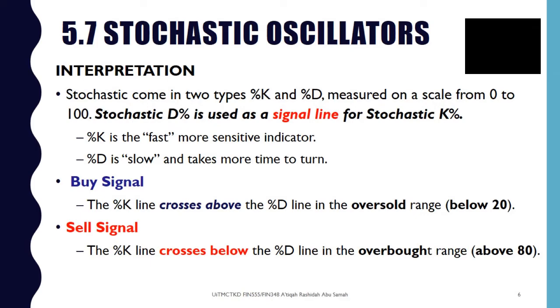In order to know where the buy and sell signals are, we look at when the K line crosses above the D line in the oversold range, which is below 20, while the K line crosses below the D line in the overbought range, which is above 80.